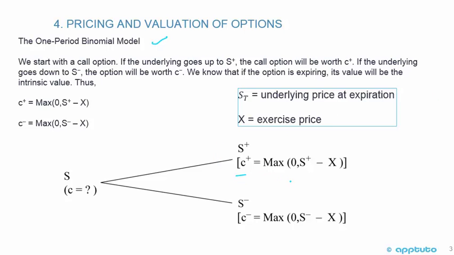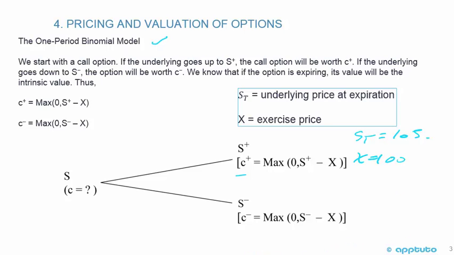If the underlying goes up to S plus, the option would be worth C plus. So remember, with a call, the value of the option is going to be the maximum of 0 or the underlying price at expiration minus the exercise price. So again, if the exercise price was 100 and the underlying at expiration was 105, buy low, sell high. You have the right to buy at 100. So the value is 105 minus 100 equals 5. Okay, so just a quick little review. You should know that by now.